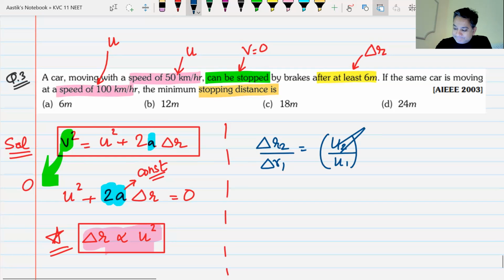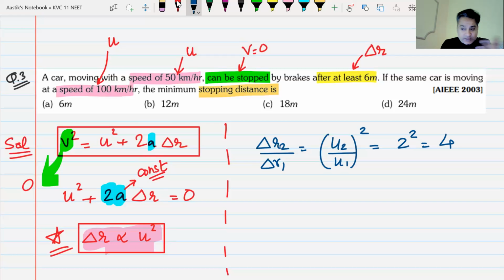Now u2 divided by u1 is 100 divided by 50. So this is 2 square. So that is equal to 4. Do we get this? It is now very simple. So my displacement in the second case, or distance it will stop in the second case, will be 6 multiplied by 4, and the answer will be 24.